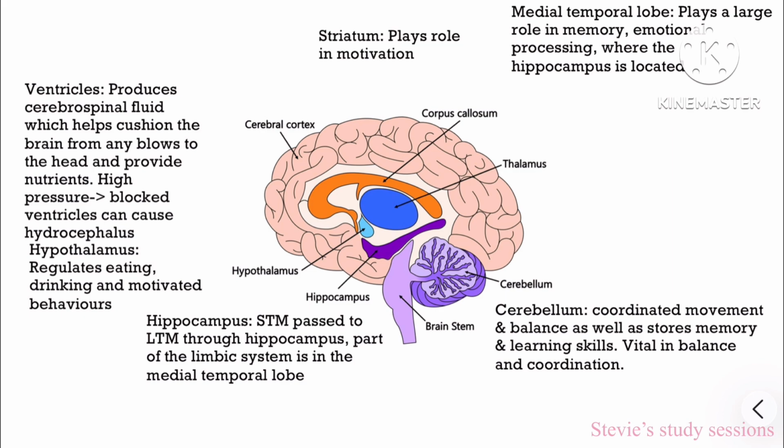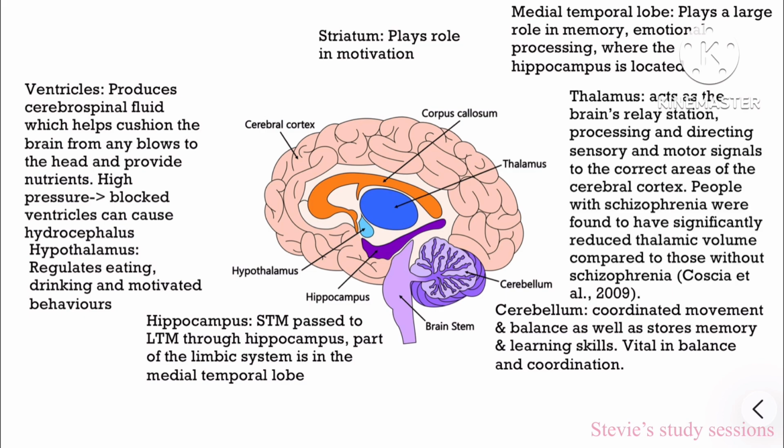The striatum plays a role in motivation. Lastly, the thalamus acts as a brain relay station, processing and directing sensory and motor signals to the correct areas of the cerebral cortex. People with schizophrenia were found to have a significantly reduced volume compared to those without schizophrenia.